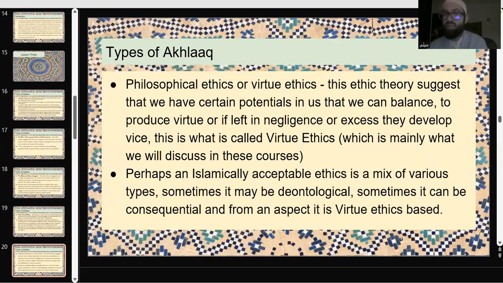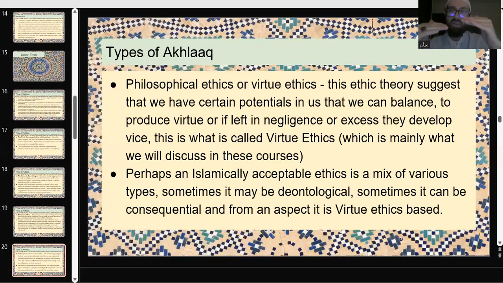Now, philosophical ethics or virtue ethics, this ethical theory suggests that we have certain potentials in us, certain faculties in our souls that we can balance to produce virtue. If we leave them to neglect or excess, they develop vice. So imagine it like a scale. You have neglect, negligence, it goes down. You have excess, it goes up.